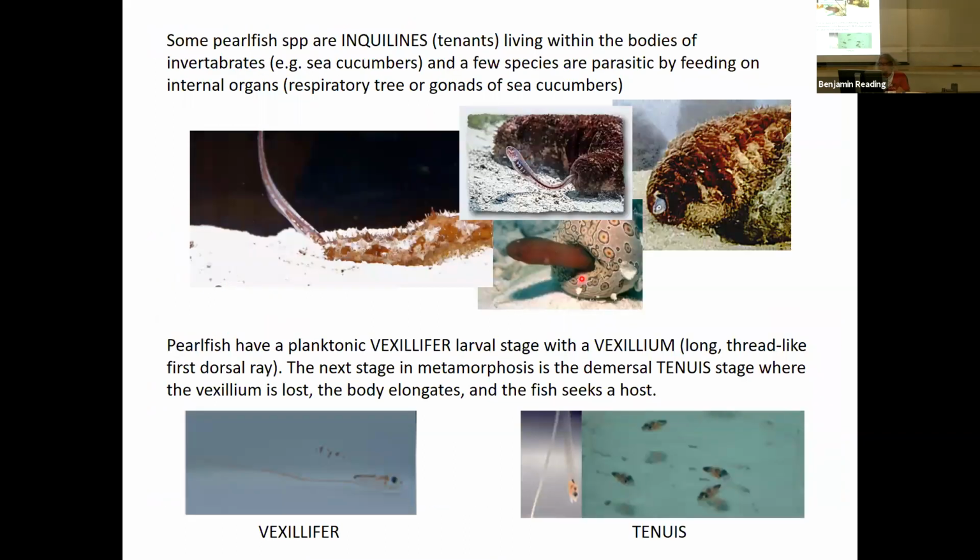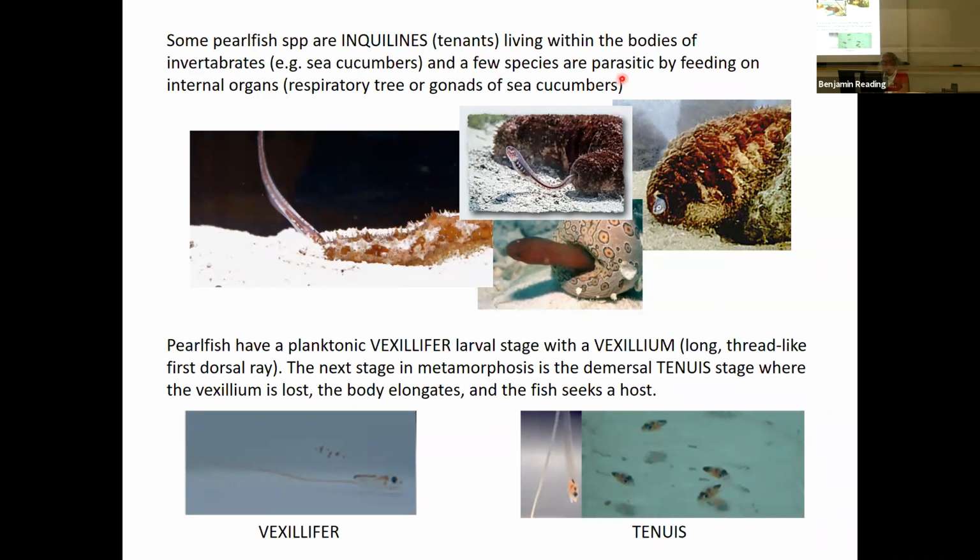They hang out in the anus of sea cucumbers. So some pearlfishes are what we call inquilines. And if I was a student studying for an exam Thursday, I might want to know what the word inquiline is. Inquiline means tenant. What these fish do is they live inside of the body of invertebrates like sea cucumbers. And you can see this pearlfish sticking its head out of the anus of a sea cucumber.